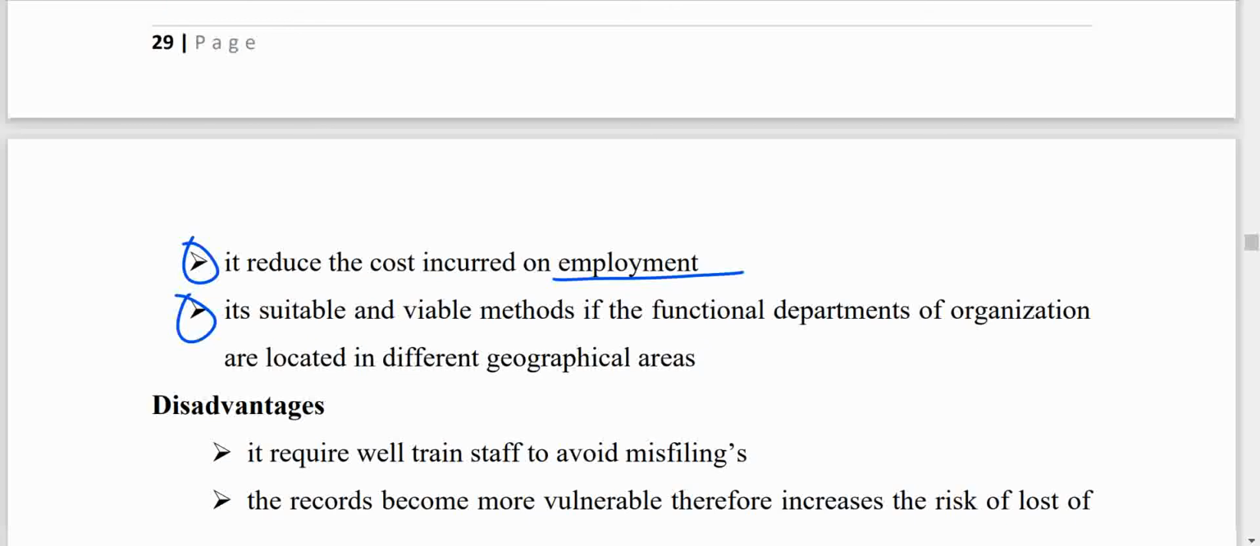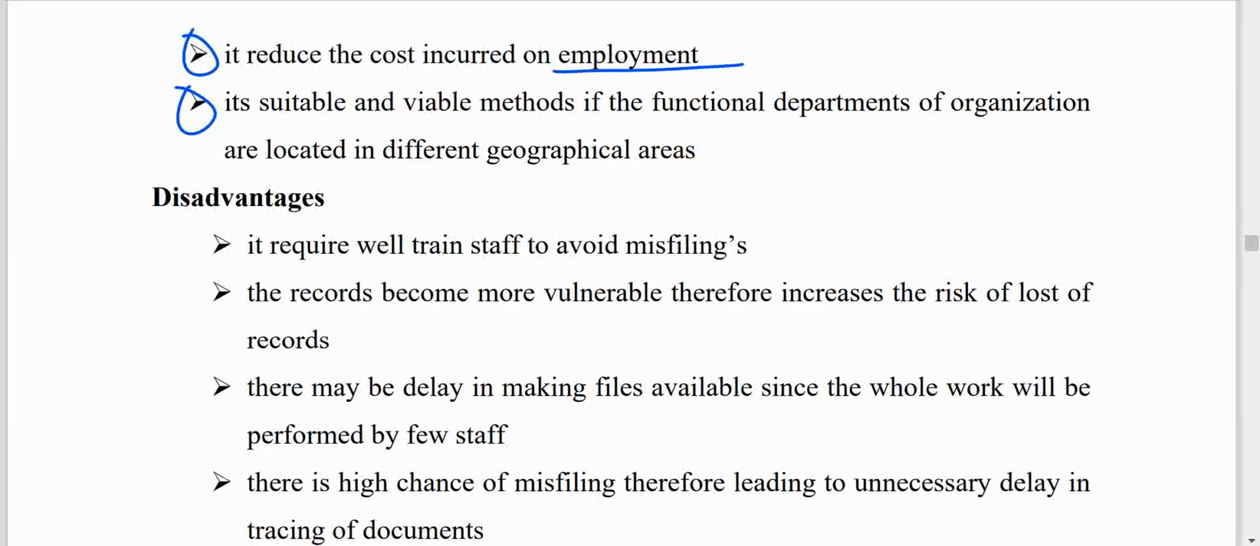All right, let's talk about disadvantages. A disadvantage of using this system is that it requires well-trained staff to avoid misfiling. Because if you're keeping records in one location, one thing you should expect is high volumes of records. In an area where there is a high volume of records, one thing that is common is misfiling. So it may happen in the case where someone is not well trained.